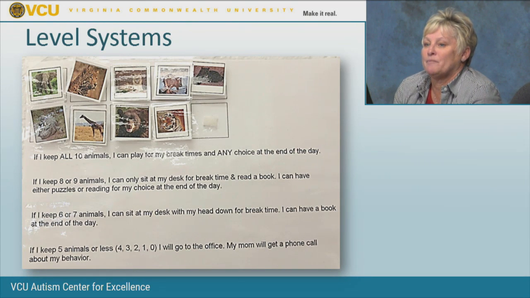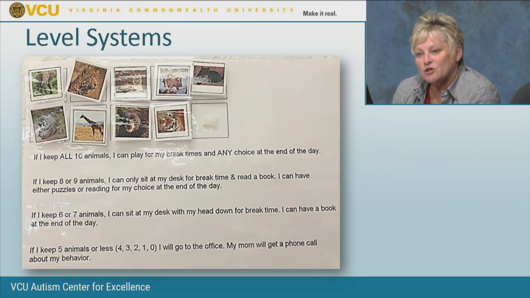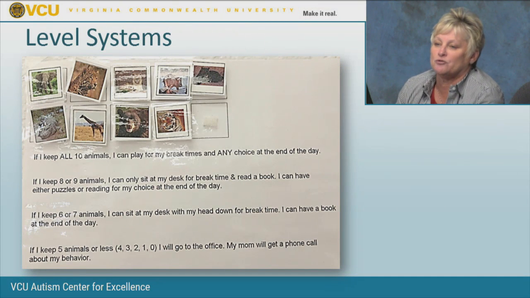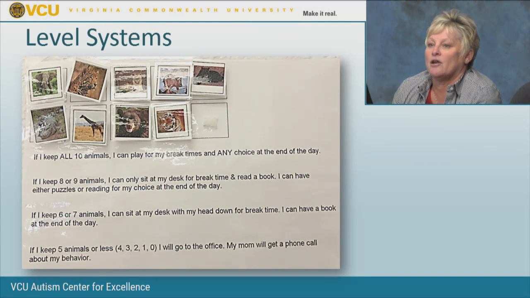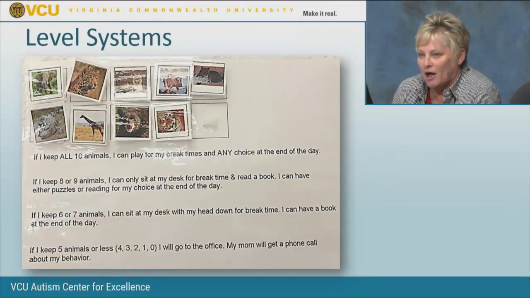This is another type of token system. It's a level system where the student understands that it's not an all or nothing, that for a certain number of tokens, the child can earn different levels of motivators. That's where it's good to continue those motivational assessment surveys, figure out what the child likes, and then place them strategically on the level system so that the child's working for the most highly desirable item.